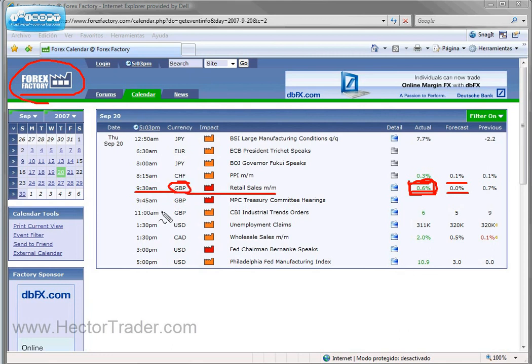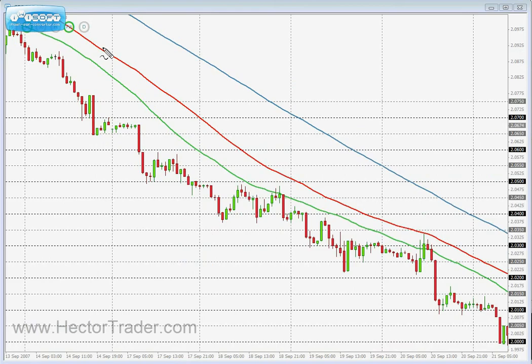Therefore, the GBP, since the retail sales announcement has been positive, more positive than expected for the British economy, the sterling pound should rally against all the currencies. In this case, remember, we were comparing it against the Canadian dollar.